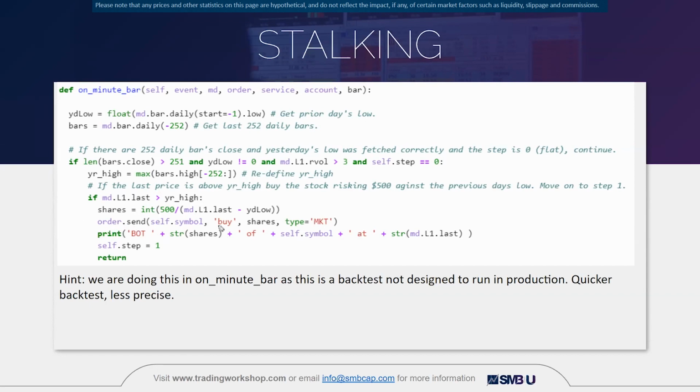Then very simple, just order.send, buy the symbol, market order. This is going to be helpful for us in the debug section, where we're simply just going to see, okay, we bought this many shares of this symbol at this price.